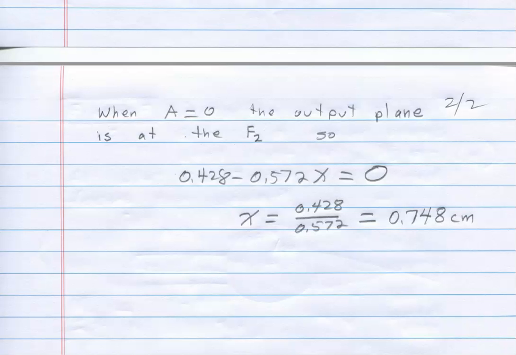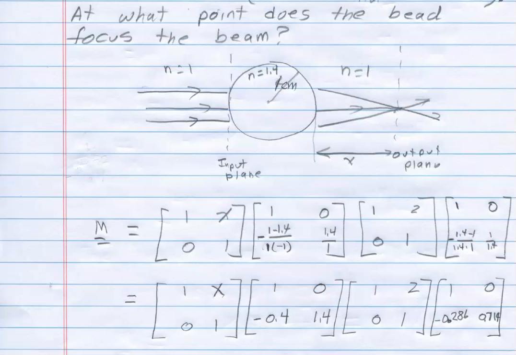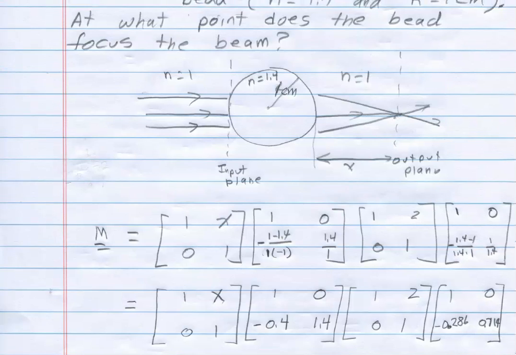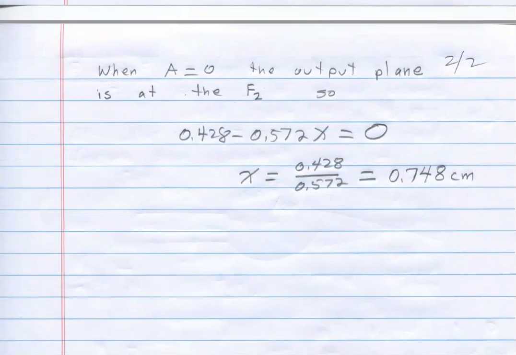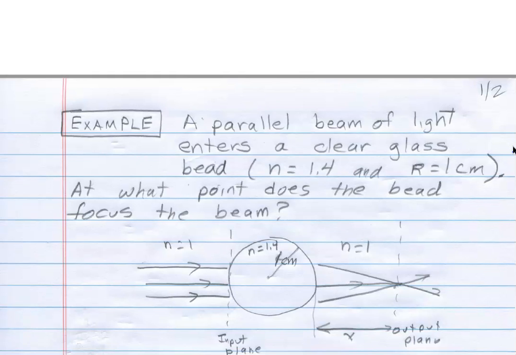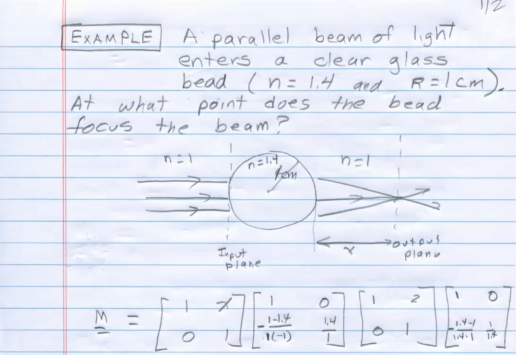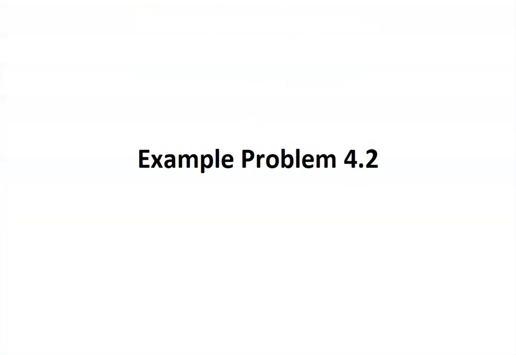Notice when A is equal to 0, here, well, I think that's all that they really asked for on this one, which is how far back behind. So I won't go into that any further. So we've really located the secondary focal point for this object here, all from matrices.